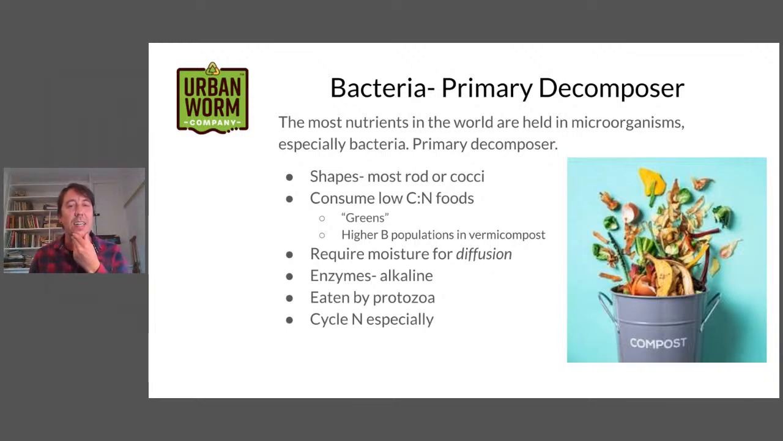Cycle nutrients. Oh, yes. I was going to say that you may have heard me mention this in other live streams or in other presentations, but the most nutrients in the world in soils are held in microorganisms. That's an extremely important point, so I like to always repeat it: the most nutrients in the world in soils are held in microorganisms. So it's not a matter of using chemical fertilizers. It's a matter of releasing the nutrients that we already have in soils by adding more life to the soils and making them available to plants.